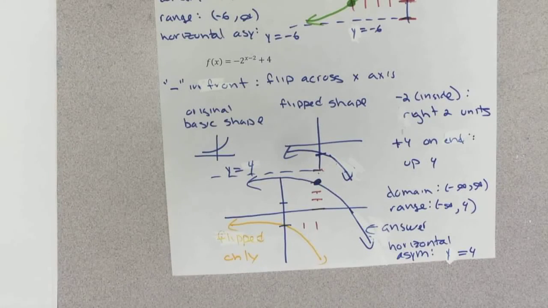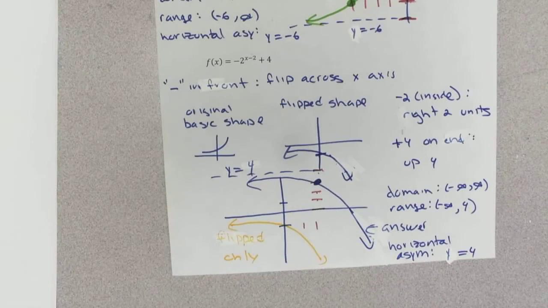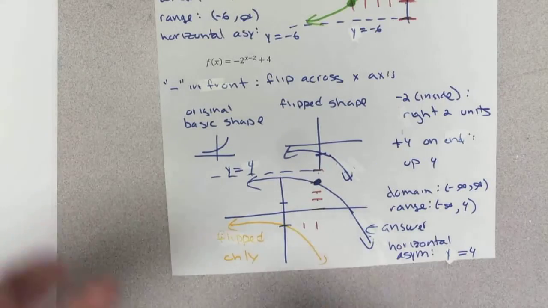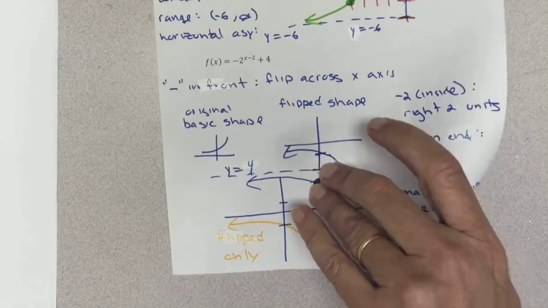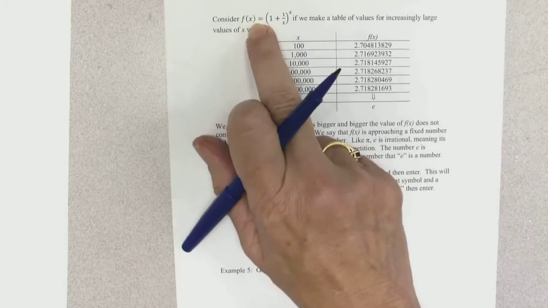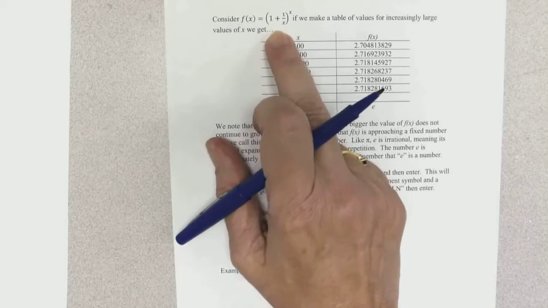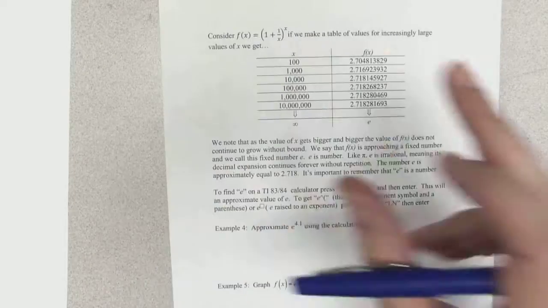Now we're going to switch to a very, very specialized exponential function. It's not a basic exponential function. It's not a to the x, so we would not have these same basic facts. This guy: consider f of x equals (1 plus 1 over x) raised to the x. And you do not have to memorize this at all.